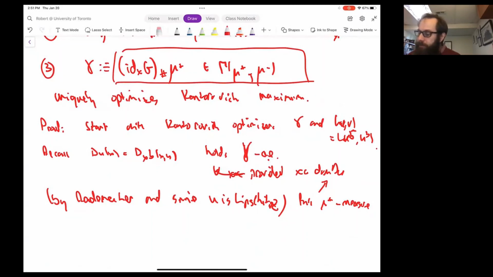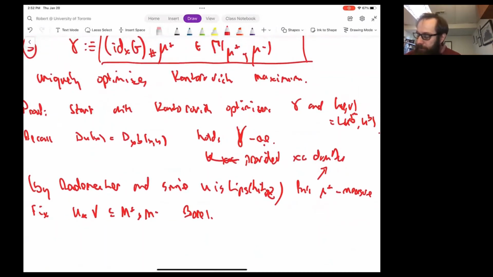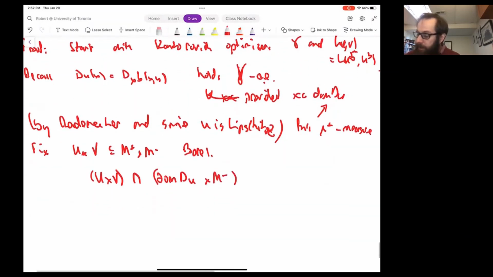Where am I going to check this? I'm going to fix U cross V in M plus cross M minus Borel. And then I would want to intersect U cross V with probably the domain of the set of points where U is differentiable cross M minus. So I guess that's the same thing. What's the point?